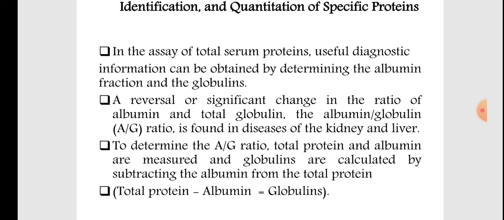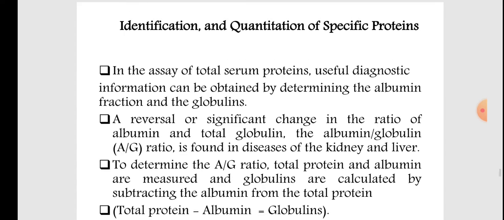Identification and quantitation of specific protein in the assay of total serum protein. Useful diagnostic information can be obtained by determining the albumin fraction and globulin, the reversal or significant change in the ratio of albumin and total globulin. The albumin globulin ratio is found in disease of kidney and the liver. To determine the albumin globulin ratio, total protein and albumin are measured and the globulin are calculated by the subtraction of albumin from total protein. The globulins equal total protein minus albumin.